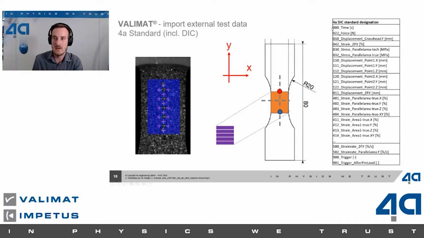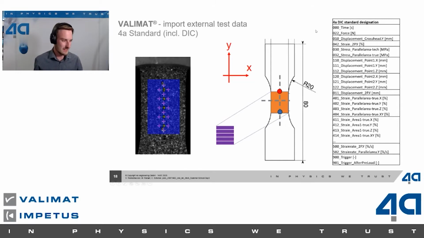That means we always know that the time channel has the designation, for example, 000 underscore time, or all local strain in X, Y, and Z direction. We always start with a number of 400, and this is the DSC standard designation, which we can provide you if you need external data to import in your system.